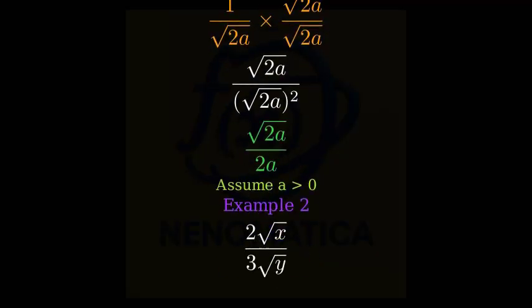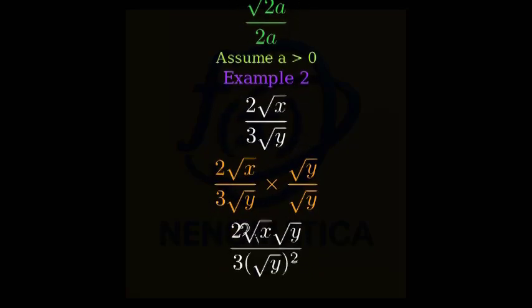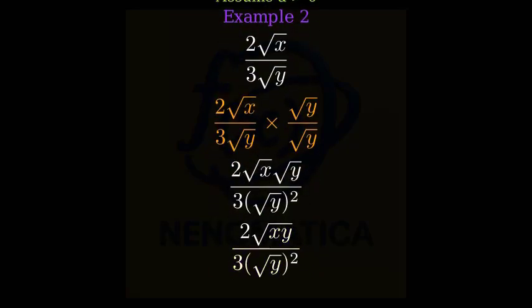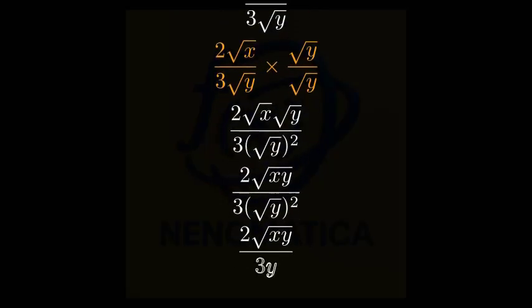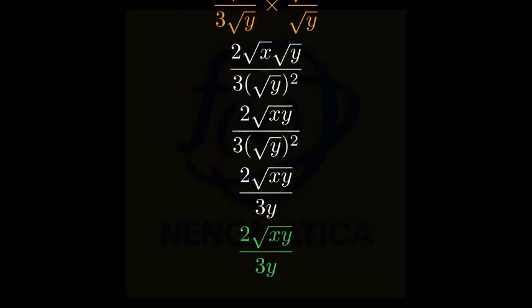Start with 2 times square root of x over 3 times square root of y. To rationalize, multiply numerator and denominator by square root of y. The numerator becomes 2 times square root of x times square root of y, which we can combine into 2 times square root of xy. The denominator becomes 3 times square root of y squared, which equals 3y. So the simplified form is 2 square root of xy over 3y. Assume x is greater than or equal to 0 and y is positive.